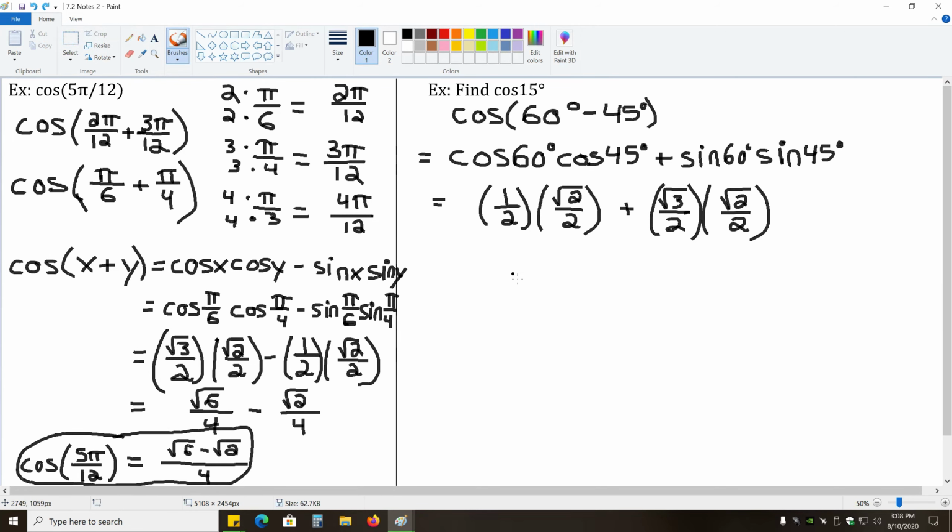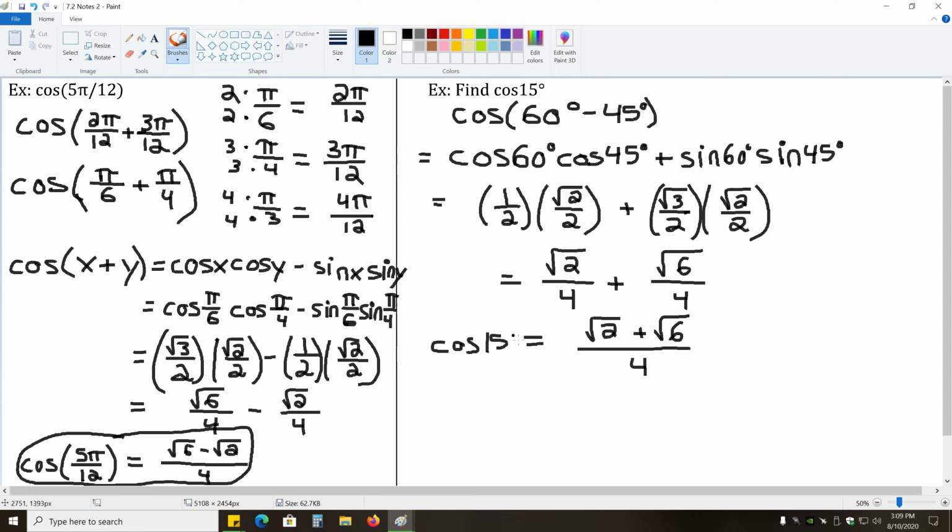Okay, simplifying from here, 1 times the square root of 2 is the square root of 2. 2 times 2 is 4. Plus the square root of 3 times the square root of 2 is the square root of 6. Over 2 times 2 is 4. And simplifying this, we have a common denominator, so we just add the numerators, which gives us the square root of 2 plus the square root of 6, all over 4. And that is cosine of 15 degrees.